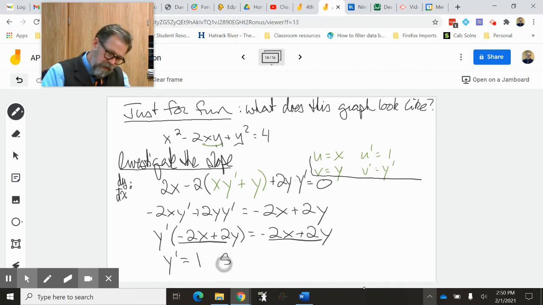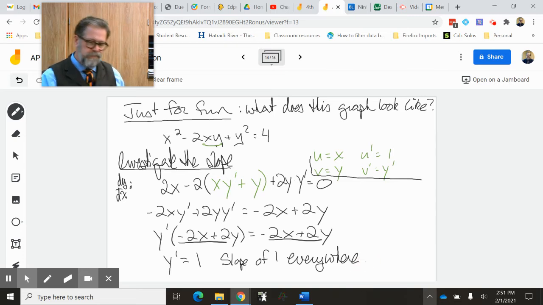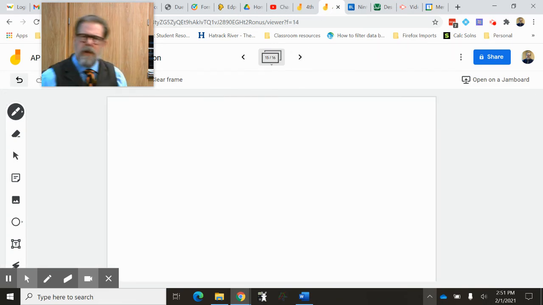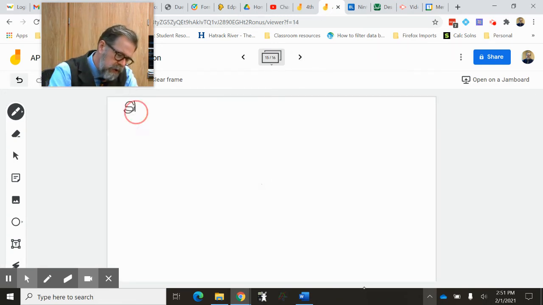This graph has a slope of 1 everywhere it's defined. Where's it defined? Well, it looks to me like the domain and the range are infinite. So it's a line? An odd way to write the equation of a line. So let's play around a little bit more. We know that there's a slope of 1, and let's see if we could get a point.